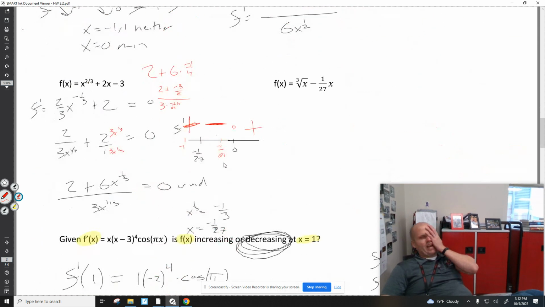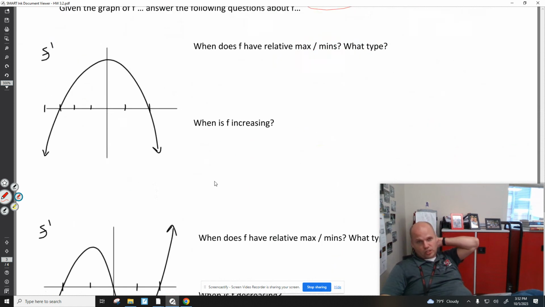But now we get to these graphs, and the bane of a lot of students' existence in Unit 3 is going backwards. What do I mean by going backwards?